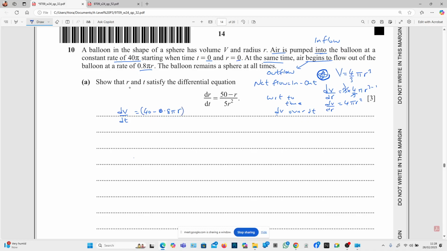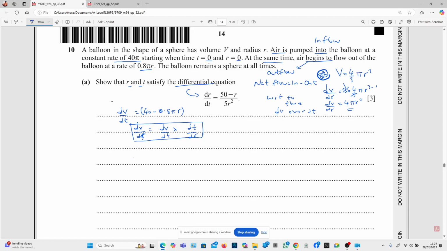But we need to show that r and t satisfy this differential equation here, (50 minus r) over 5r squared. Now what is dr over dt? First of all, I'm going to use the formula dV over dr, which we found here. This is dV over dr. It's also going to be equal to dV over dt times dt over dr. It's like the chain rule. So very important, dV over dr is dV over dt times dt over dr.